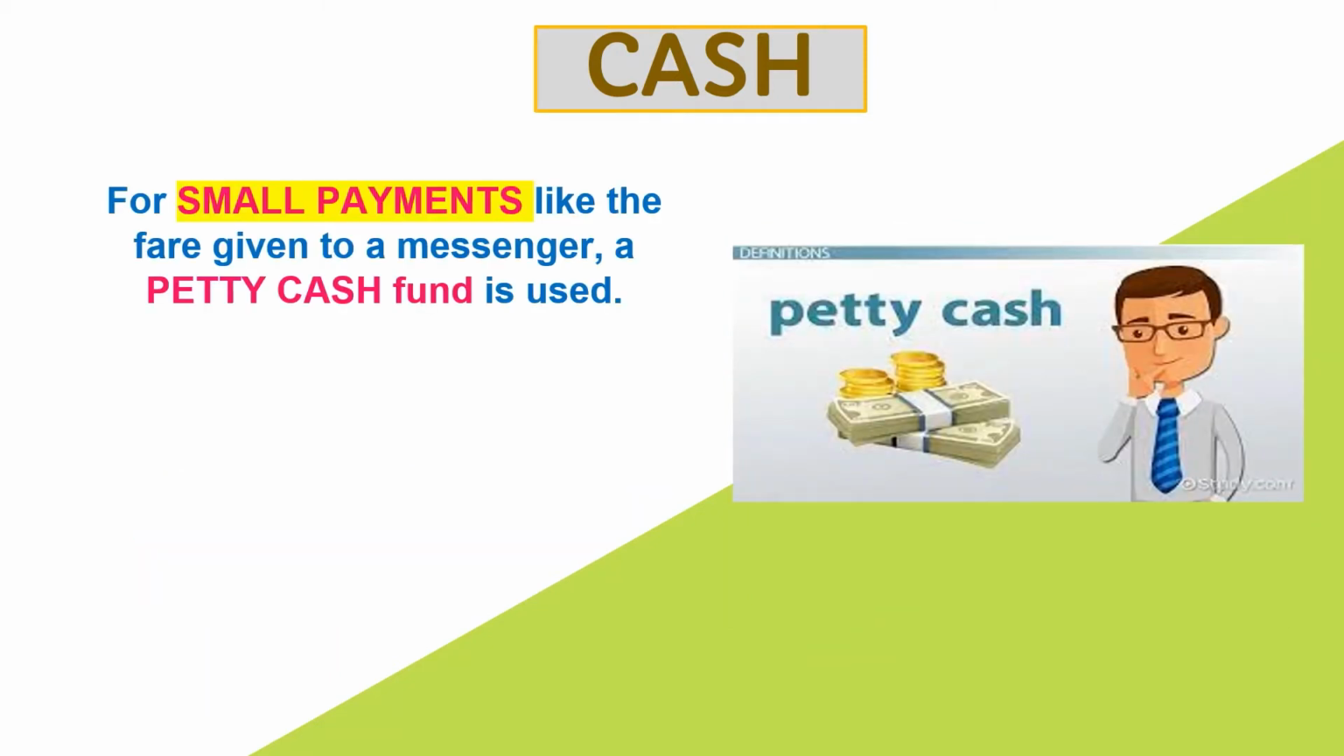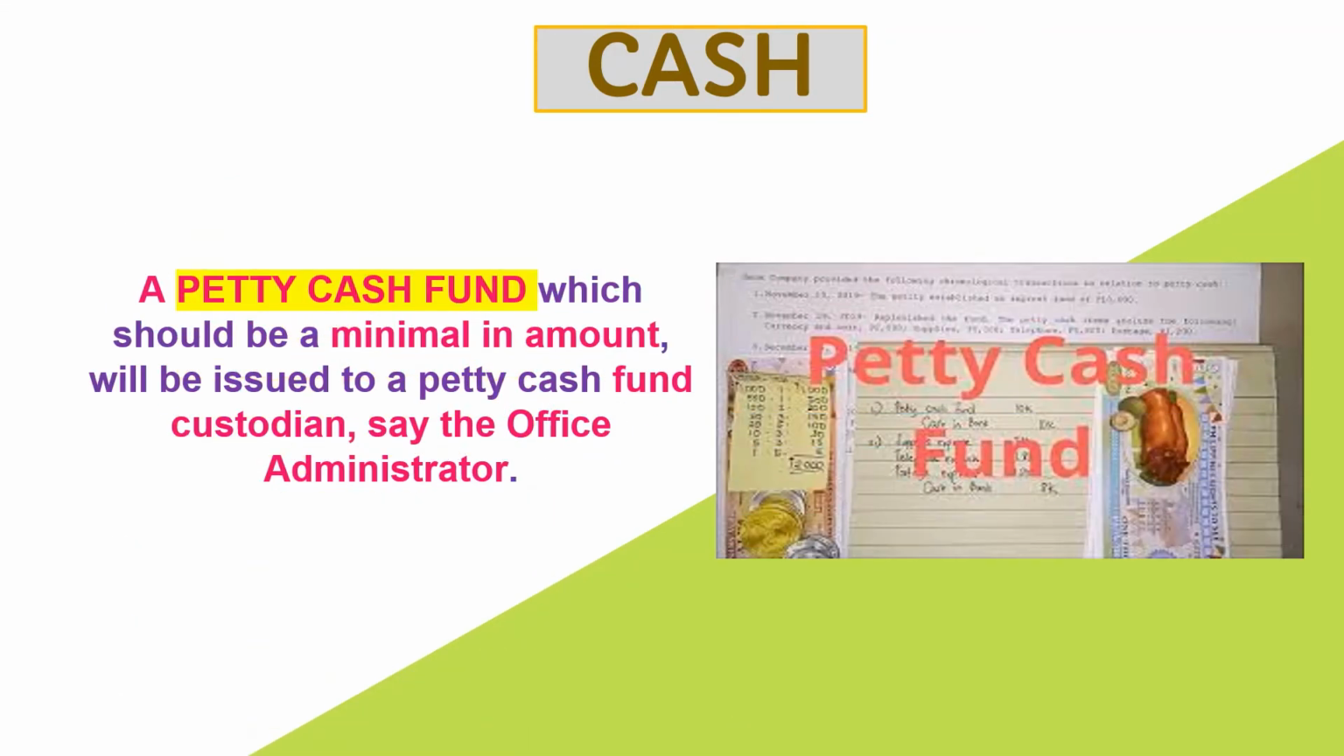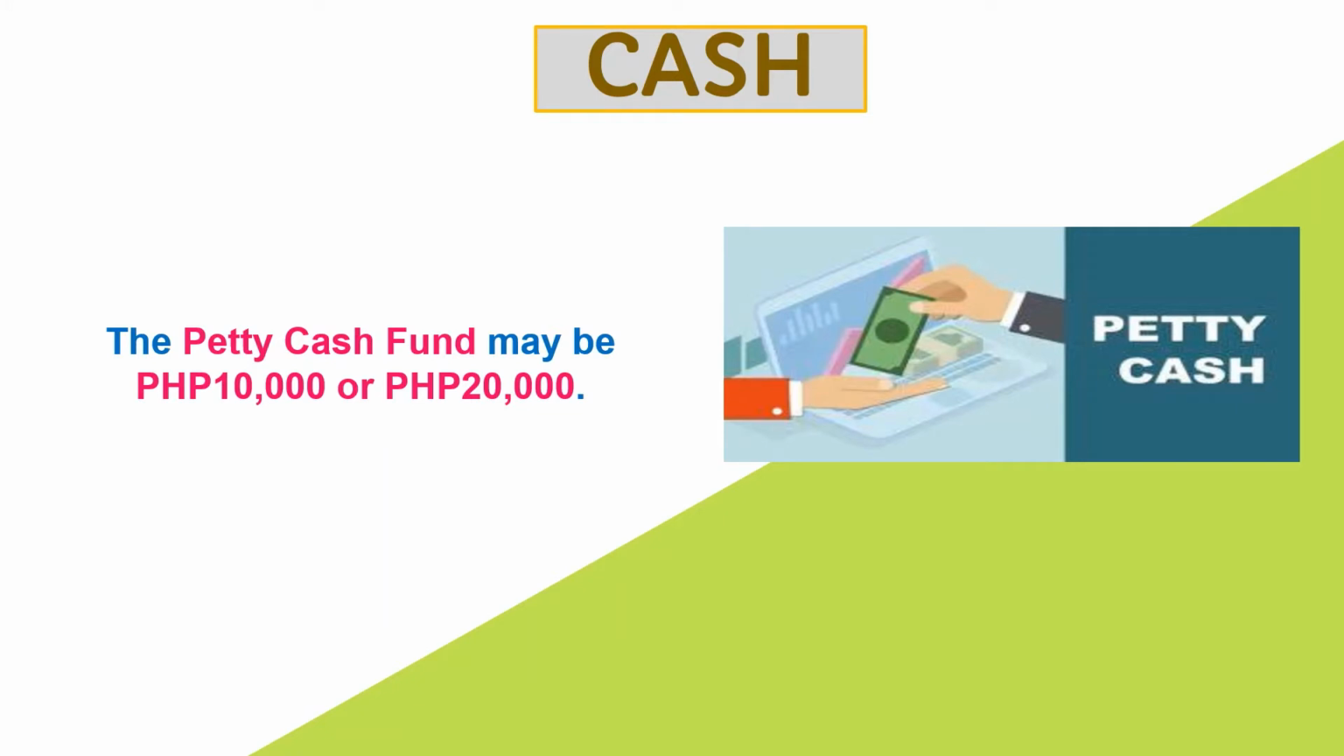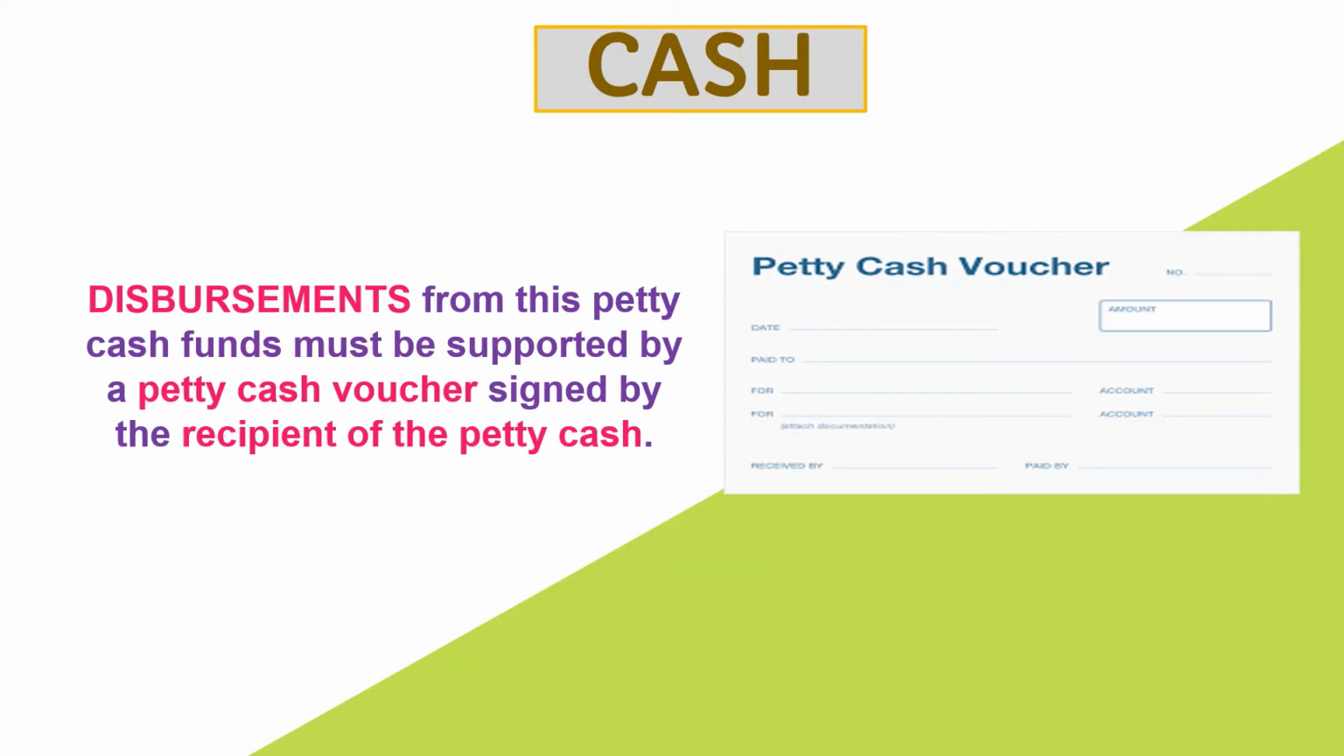For small payments like the fare given to a messenger, a petty cash fund is used. The petty cash fund, which should be a minimal amount, will be held by a petty cash fund custodian, say the office administrator. The petty cash fund may be 10,000 or 20,000 pesos. Disbursements from the petty cash fund must be supported by a petty cash voucher signed by the recipients of the petty cash.